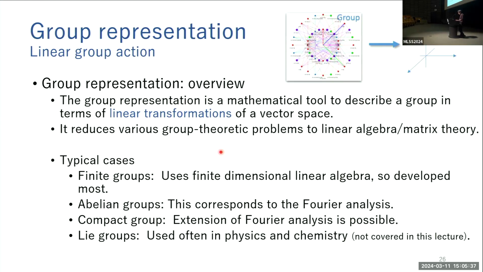I will give a formal definition later. And there are some typical cases. For finite groups, the group representation has been developed extensively. And for abelian groups, the group representation essentially corresponds to Fourier analysis. I will come back to this point later. And also for compact groups, we can generalize the Fourier transform almost exactly to the non-abelian cases.